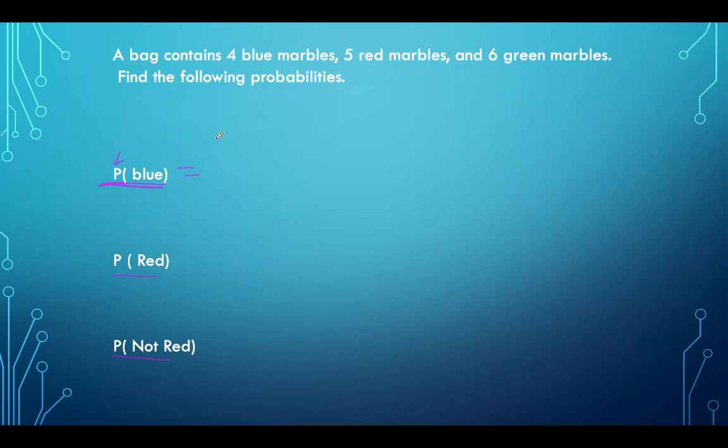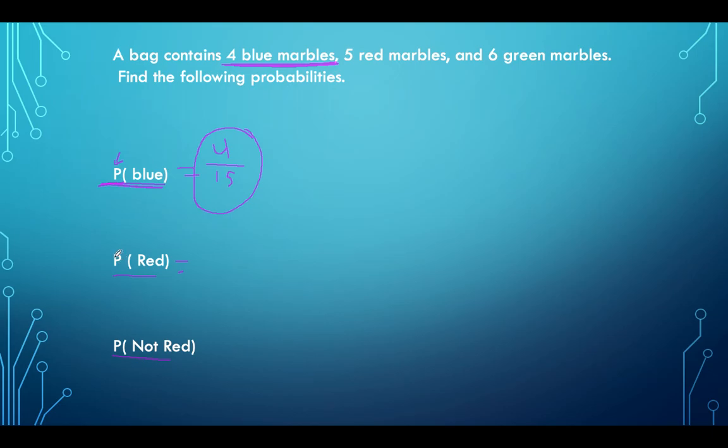And so theoretical probability is the number of favorable outcomes, the ones that we want, over the total number of possible outcomes. There's 4 blue marbles, right? So there's 4 favorable outcomes that we want. And then we have to write how many total there are. So 4 plus 5 is 9, plus 6 is 15. So the probability that you select a blue out of that bag is 4 over 15.